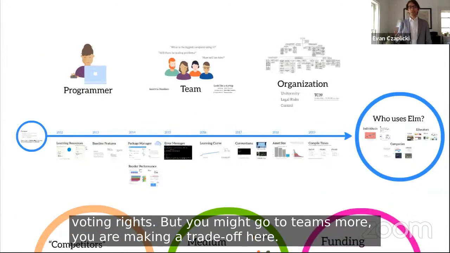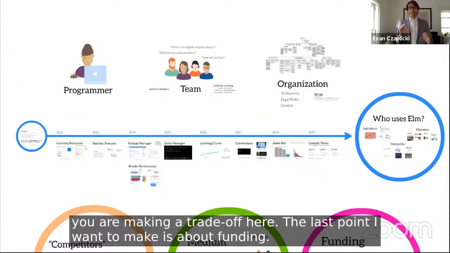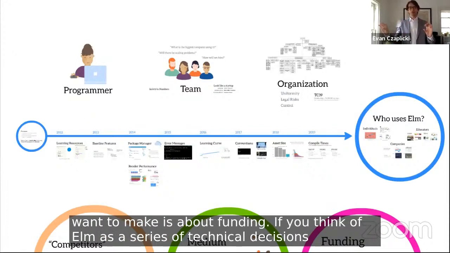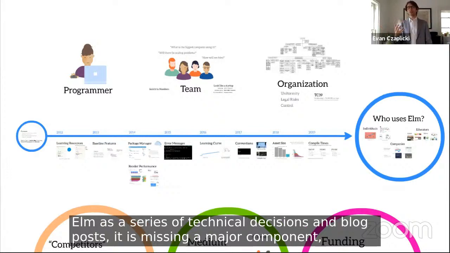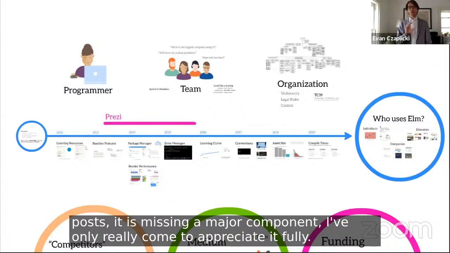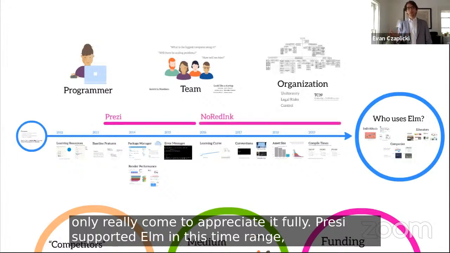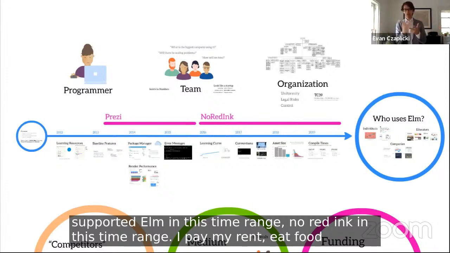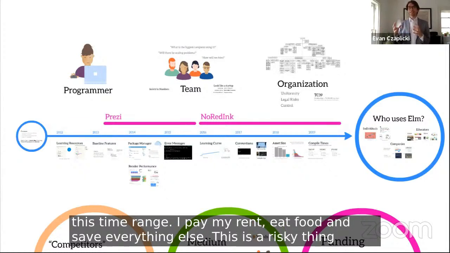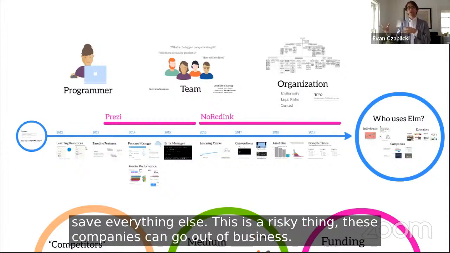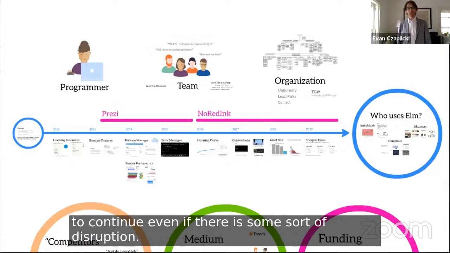So the last point I want to make is about funding. If you just think of Elm as a series of technical decisions and blog posts, it's missing a major component that I've only recently come to appreciate fully. So Prezi supported Elm in this time range, and NoRedInk supported Elm in this time range. And throughout this whole time, I'm just saving up: I'll pay my rent, I'll eat food, and I'll save everything else because this is a risky thing. These companies can go out of business, and I want Elm to continue even if there's some sort of disruption.